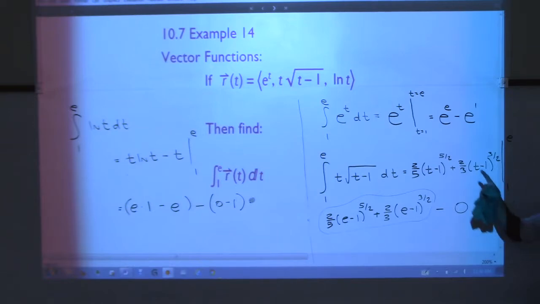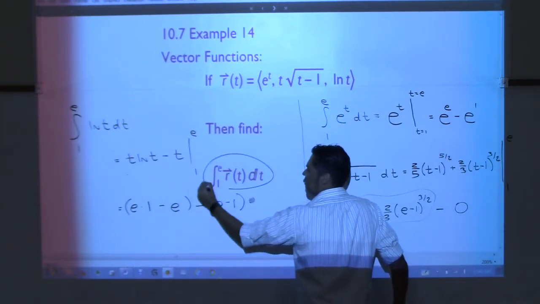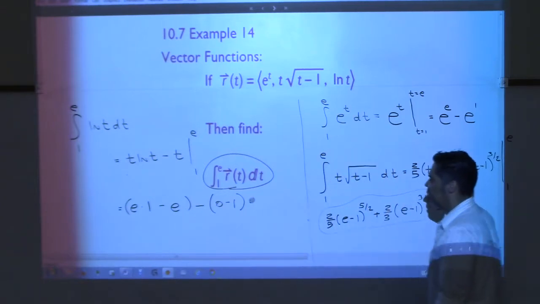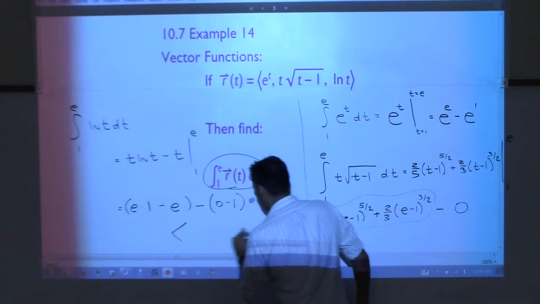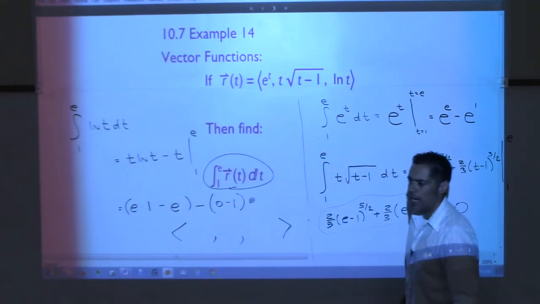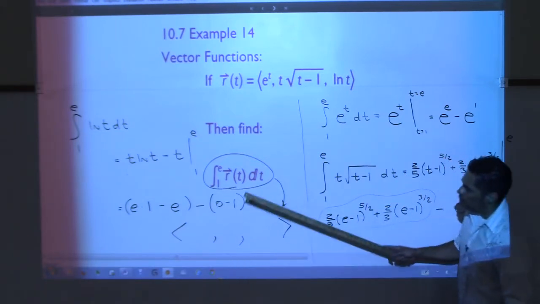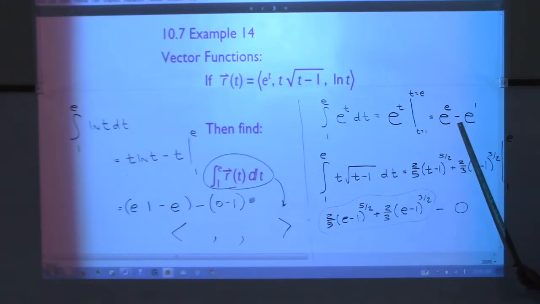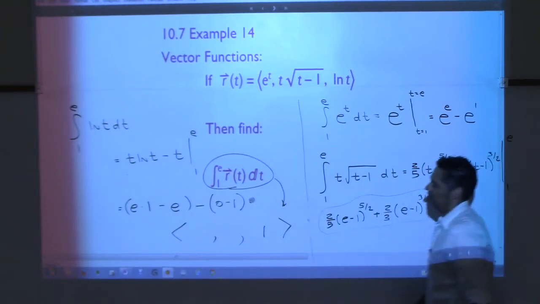So the answer to this question right here is a vector. Because I don't want to write this all down again and to save us some time, it's a 3-component vector, right? This answer is a 3-component vector. The first component is this. The second component is this. And the third component is 1. I'll write that one down.